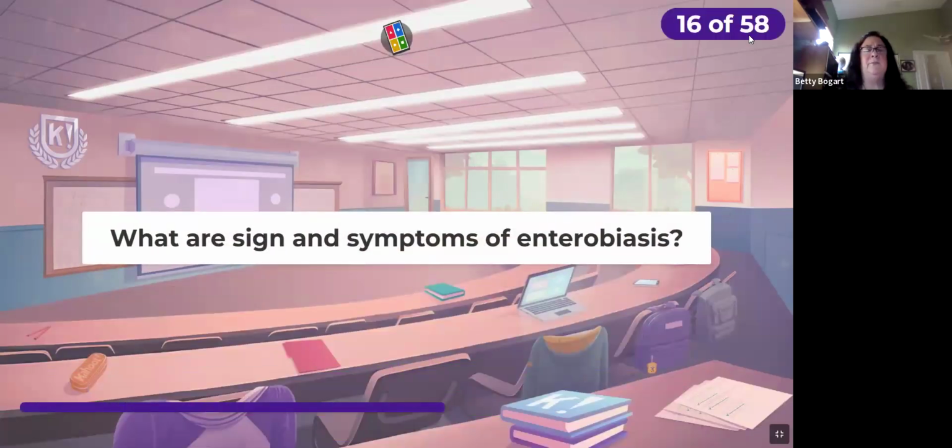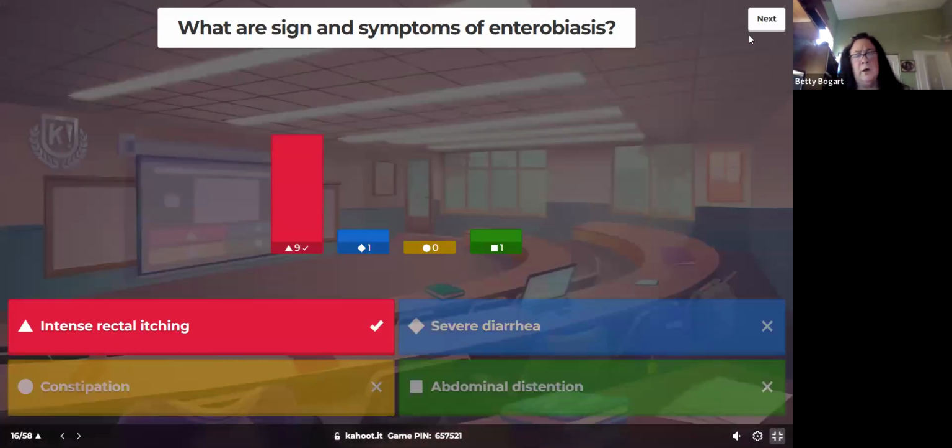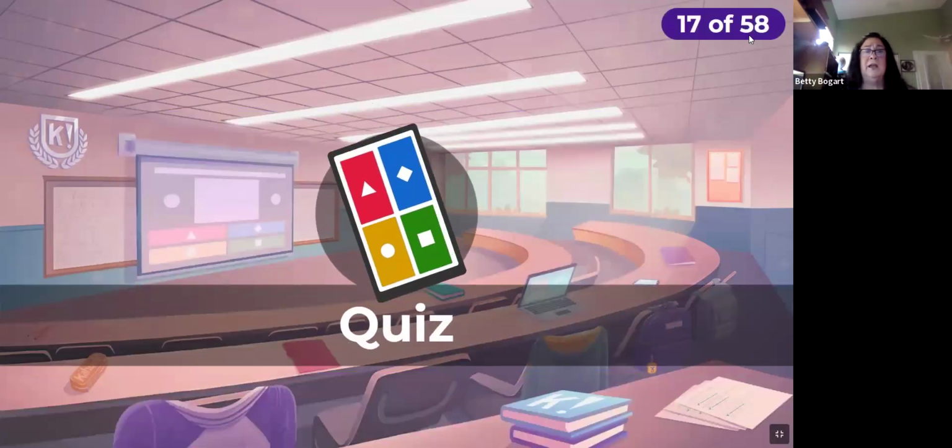What are signs and symptoms of enterobiasis, pinworms? How do you know that child has pinworms? I call them wiggle butts because it is intense, intense rectal itching. Remember, it's a flashlight and a piece of scotch tape, and get a piece so that we can show it to the doctor and get the proper medication to get rid of it.